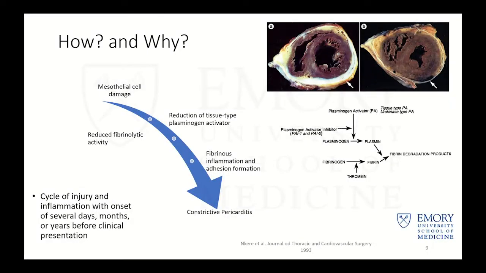So this concept is yet to be proven, but there's a study that postulated that maybe there's some sort of mesothelial cell damage with pericardial insult that causes a cascade of reduction in tissue type plasminogen activator that reduces the fibrinolytic activity and promotes fibrinous inflammation and adhesion formation, which can lead to the constrictive pericarditis. And the cycle of injury can happen within days, months, and even years before presentation.